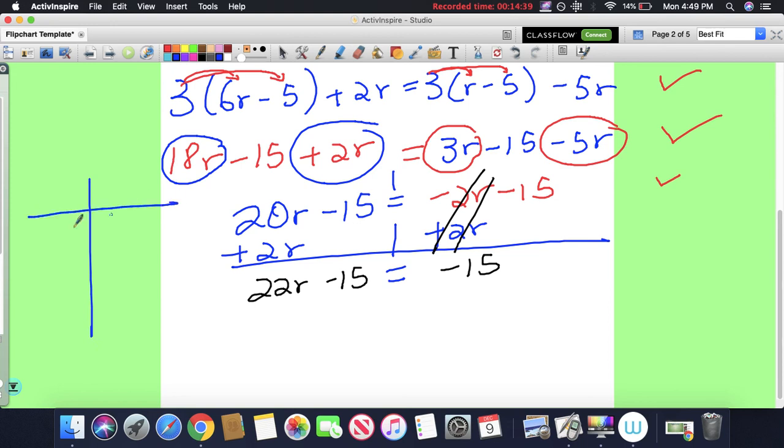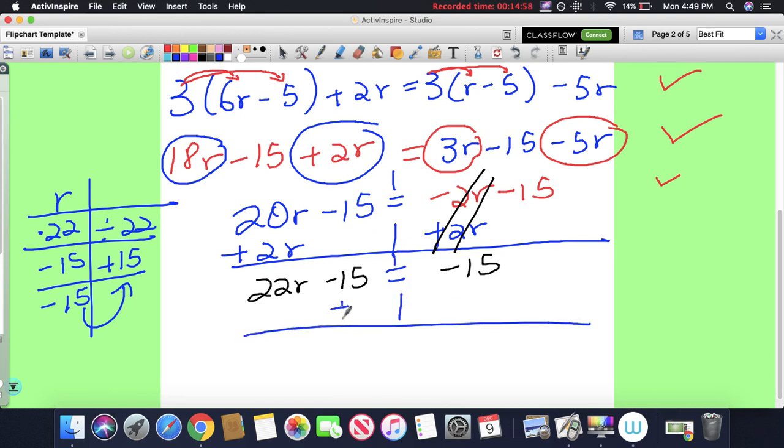So we can make a little story now. Here's my variable r, which is being multiplied by 22. Subtract 15. It's going to give me negative 15. Going backwards, the inverse operation, I'm going to do plus 15 first. And then I'm going to divide both sides by 22. So first thing is first, plus 15 on this side, plus 15 on this side. These two go away. Negative 15 plus 15 is a 0. I have to write a 0 in this case because I can't leave that space blank. And then I have 22r on it.